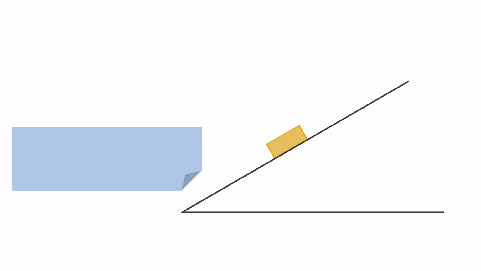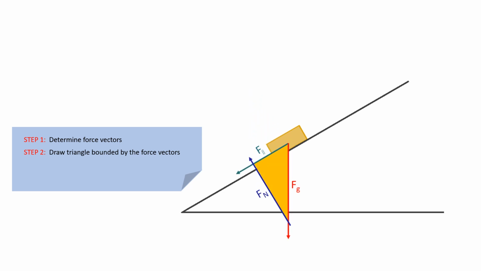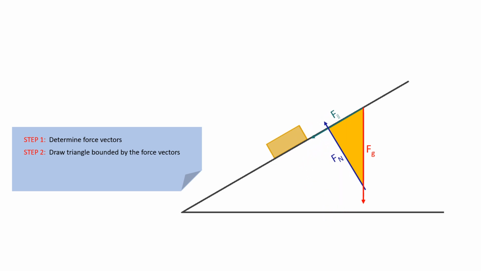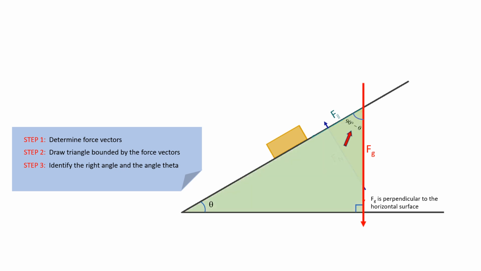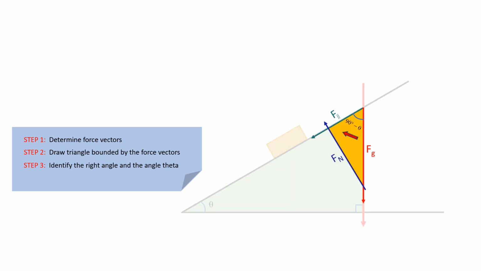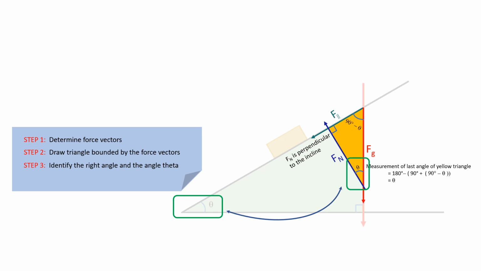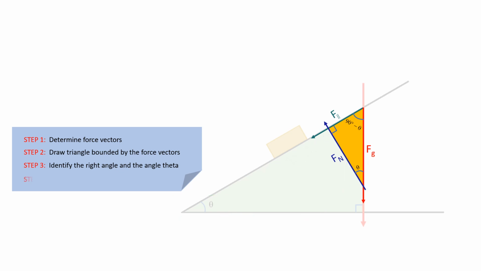Let's work on a final example. We will complete steps 1 and 2, and this time we will place our right triangle in this position. In step 3, we use geometry to determine which angle is theta. And this is the angle theta, which is equal to the angle of the incline. In step 4, we identify the sides. And to do our calculations, we use trigonometric ratios.